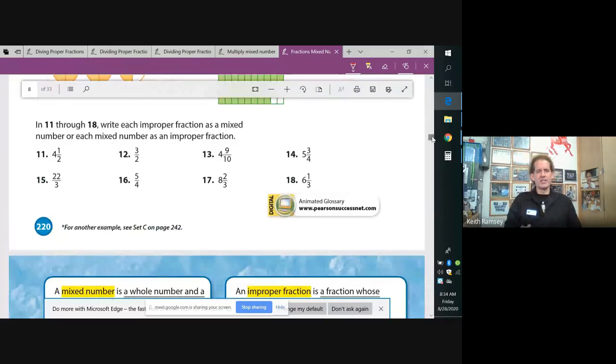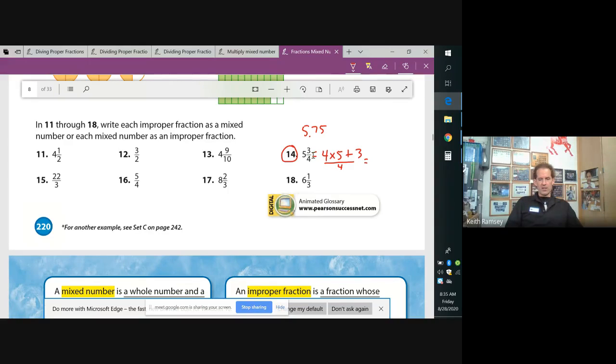I want to show you how to change a mixed number into an improper fraction. So I want you to look at number 14 right here. This would be like $5.75. When I convert this mixed number into an improper fraction, I'm multiplying the denominator, that's the bottom number, times the whole number, 5, and I'm adding the numerator. The denominator stays the same. Some of you remember this from 5th grade. Some of you maybe not.